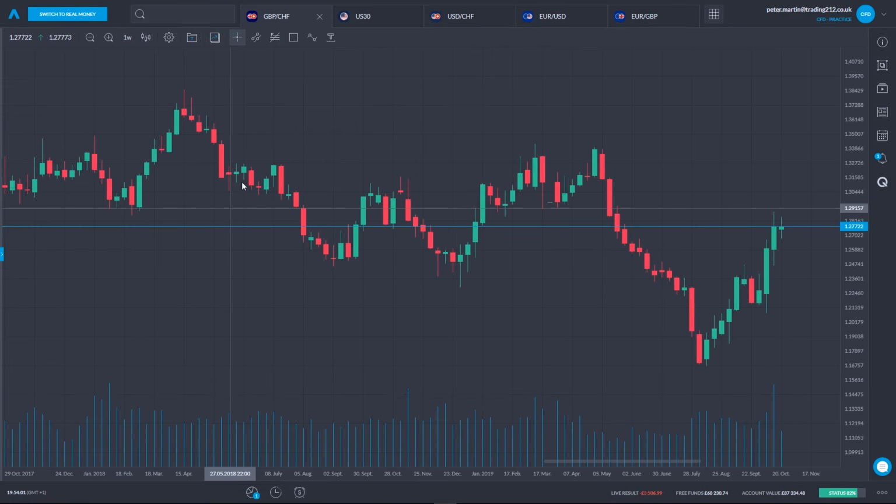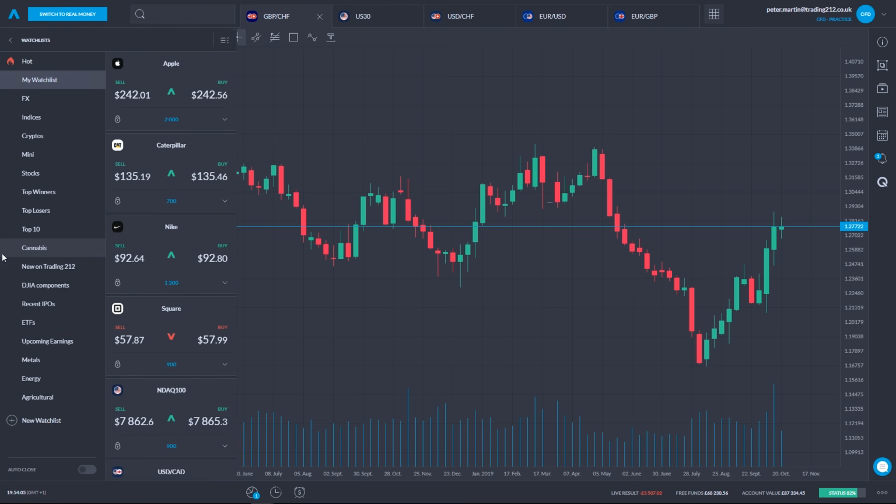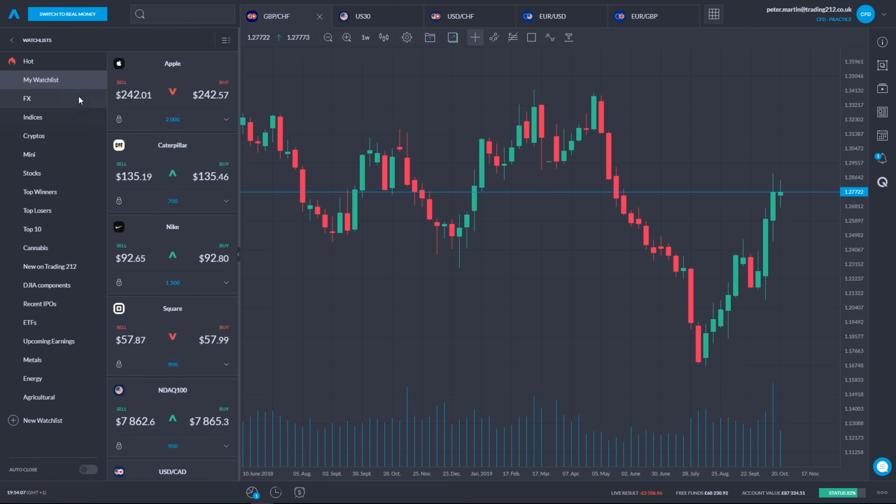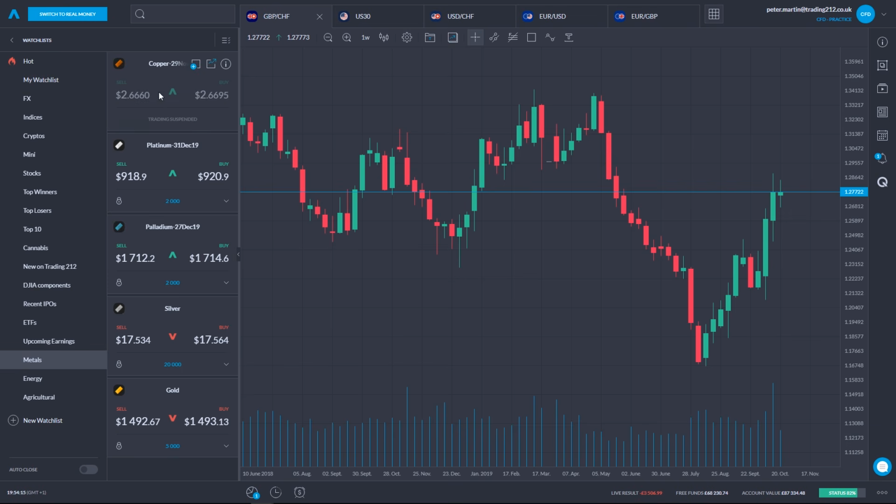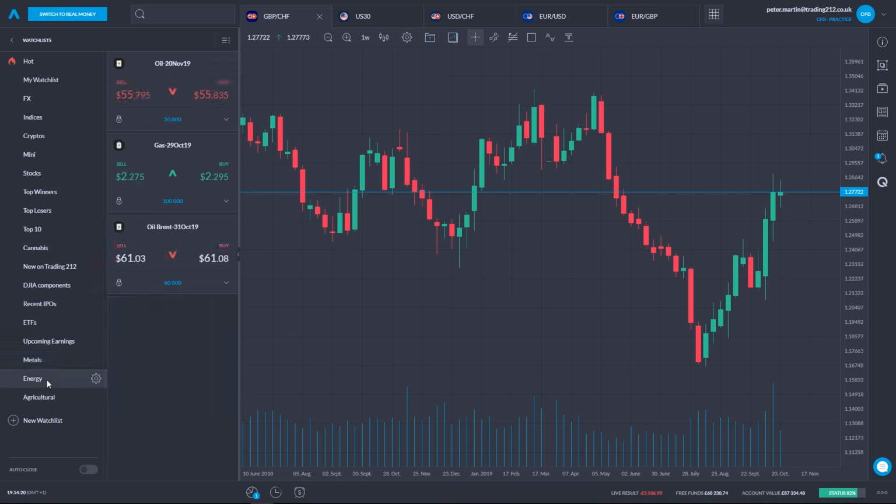So here we are in Trading 212's web app, and what I'm going to do is just open this side panel here to take a look at my watch lists. And you can see I've created 3 watch lists: metals, energy and agricultural. So let's have a look at what's in there. In metals, we've got copper, platinum, palladium, silver and gold. In the energy watch list, we have oil, gas and oil Brent. And then in agricultural, we have cocoa, cotton, sugar and coffee.